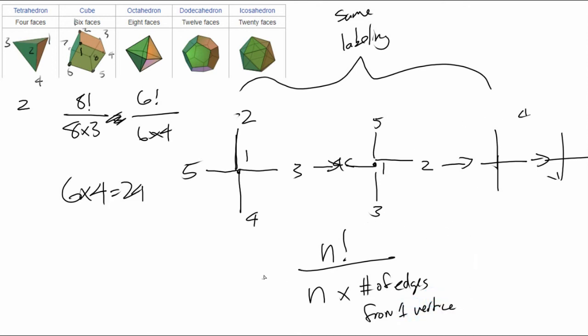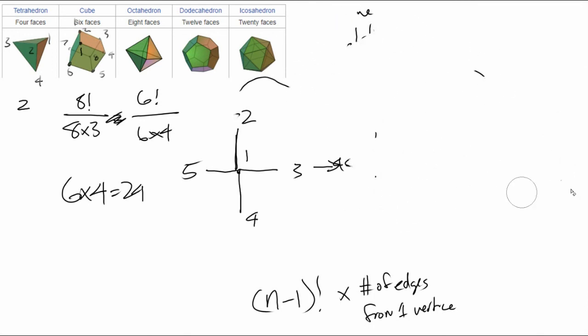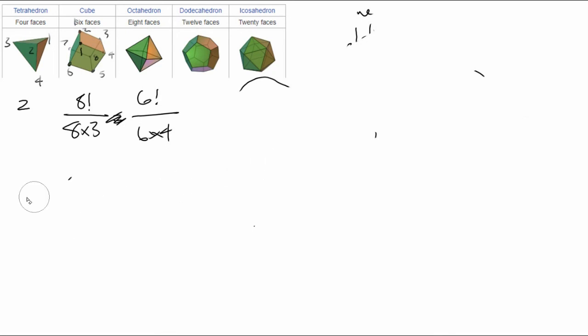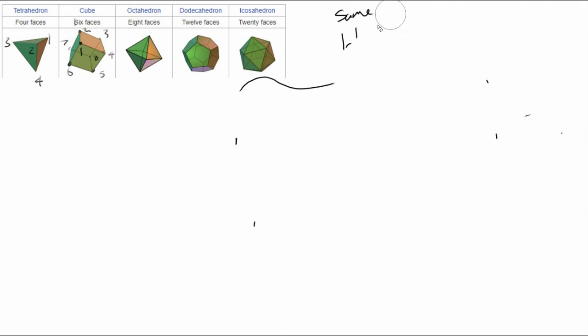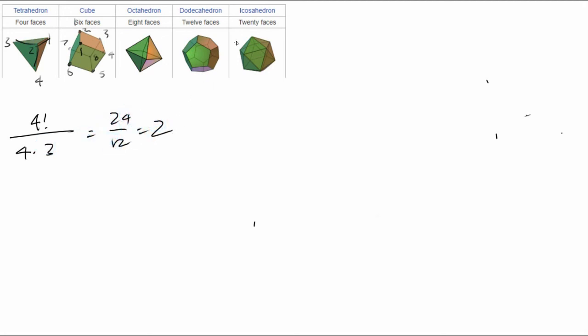Actually, it becomes n minus 1 factorial times the number of edges coming from one vertex. And that's a simple formula to find the number of unique labelings for each regular solid. We can try it with a tetrahedron, because we know the number of ways to uniquely label a tetrahedron. It would be 4 factorial divided by 4, multiplied by 3, since there are three edges coming out of each vertex, which is 24 over 12, which is 2. So it works.